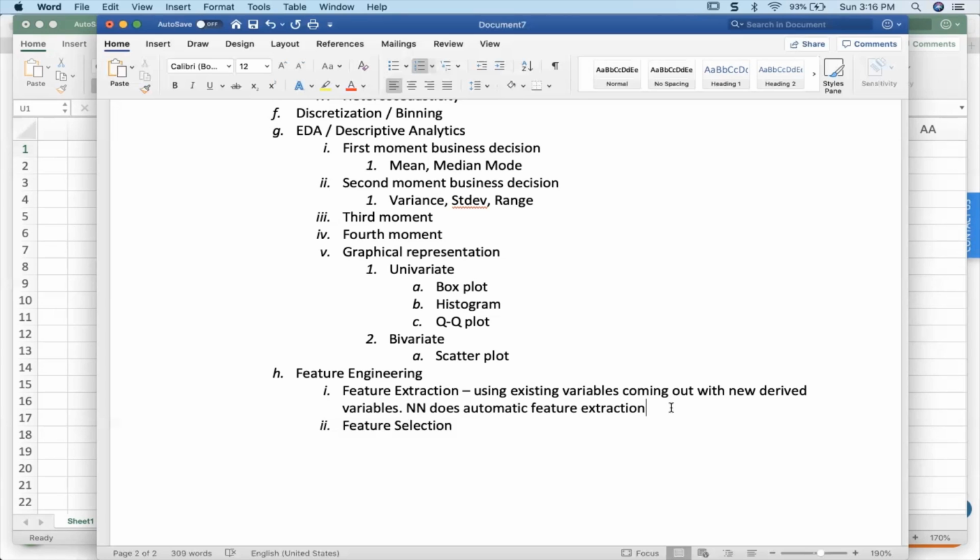Hence, in places where interpretation is important, you cannot use a neural network. You have to manually extract the features, and then supply those new features to your linear regression or logistic regression, where interpretation is possible. Clear? Just because I know neural networks doesn't mean you'll apply them everywhere.